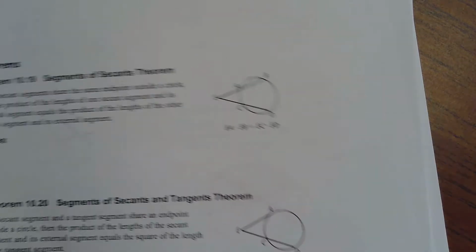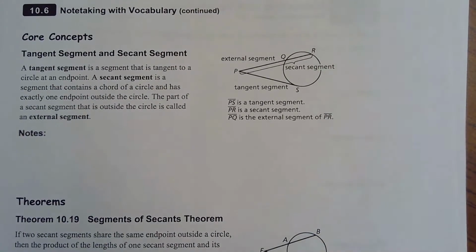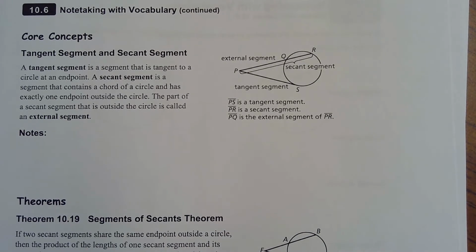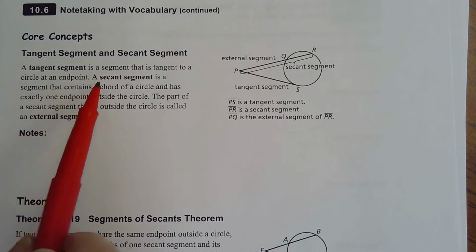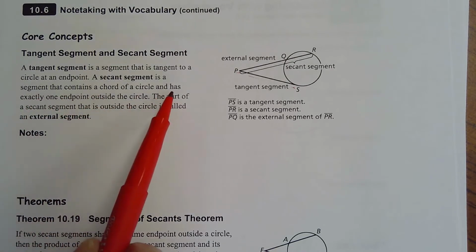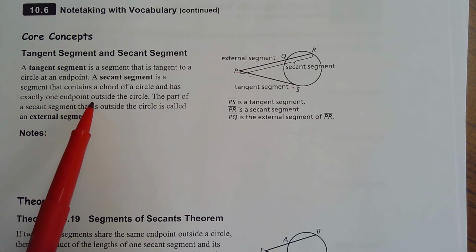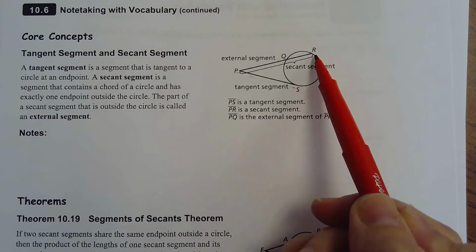All right, let's do some more. We've got a few more theorems. The next one is called tangent segment and secant segment. A tangent segment is a segment that is tangent to a circle at an endpoint. So we have this tangent segment. And a secant segment is a segment that contains a chord of a circle and has exactly one endpoint outside the circle. So this is a secant segment.